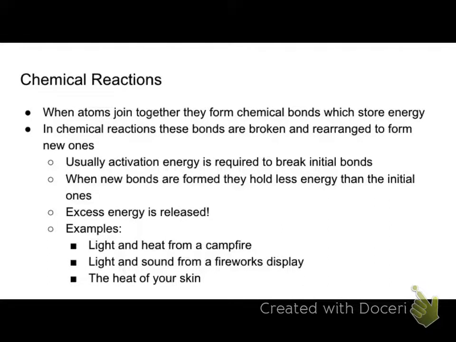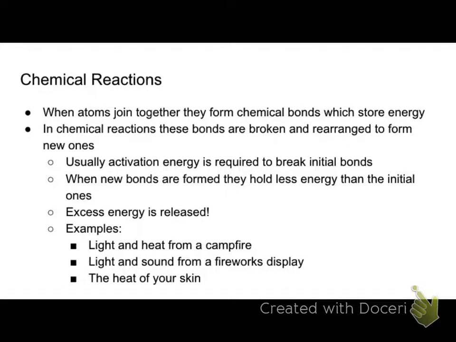When you do a chemical reaction, what you're really doing is breaking those bonds and rearranging them to make new ones. Usually, this requires some kind of activation energy. So that means you have to put a little bit of energy in to get it rolling.